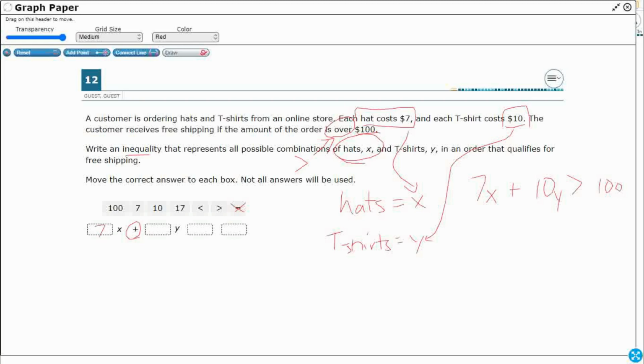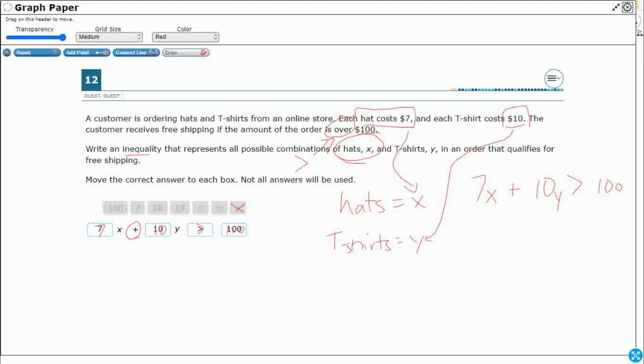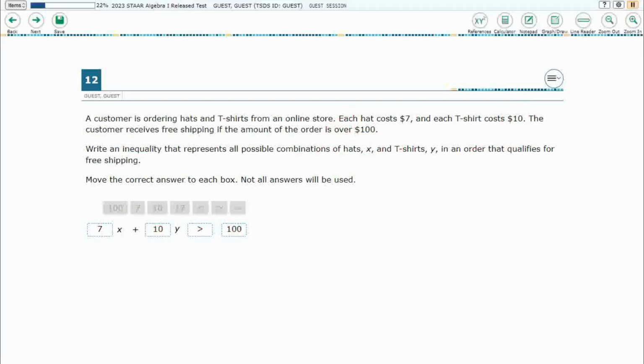We want it to be 7x plus 10y is greater than the $100. So let's make sure we get that right. 7x plus 10y is greater than 100. Let's make sure we got that in correctly. Yes, we did. All right, so that's the answer for this one.